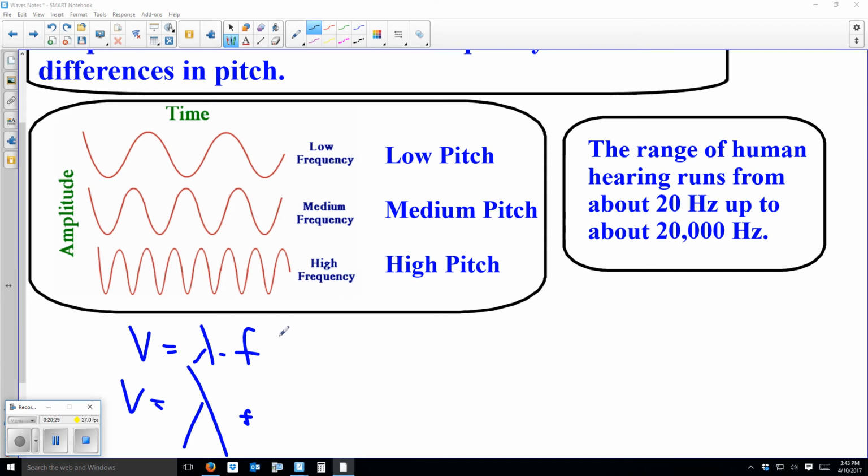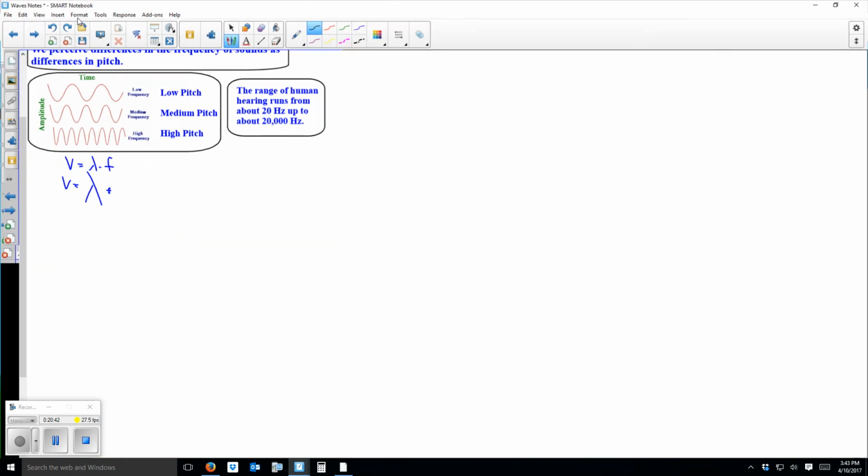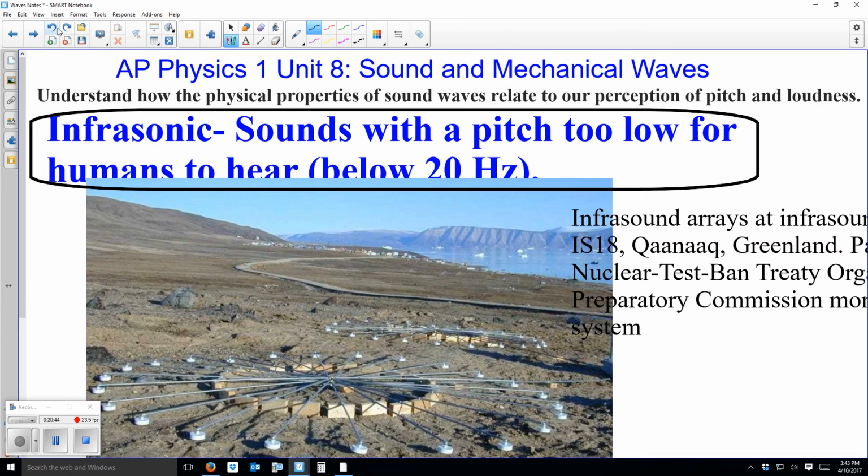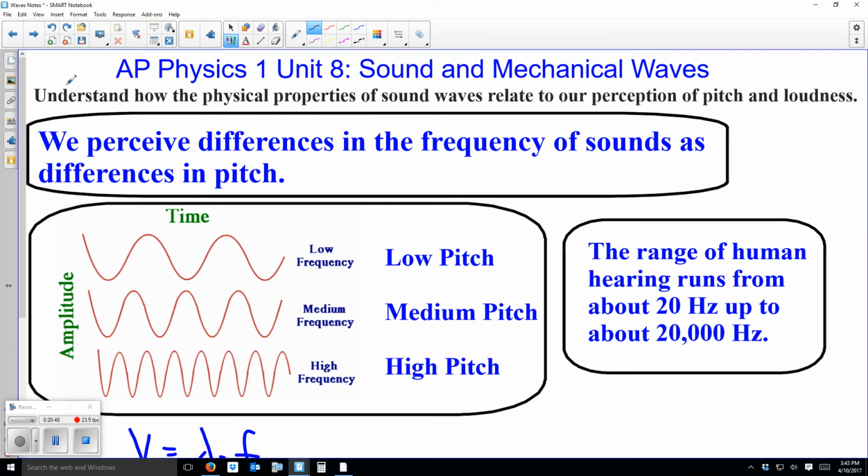Moving on from there, below the human range of hearing over here, 20 to 2,000 hertz. I'm sorry, 20 to 20,000 hertz. Below that is known as infrasonic. Above that is ultrasonic, like an ultrasound.